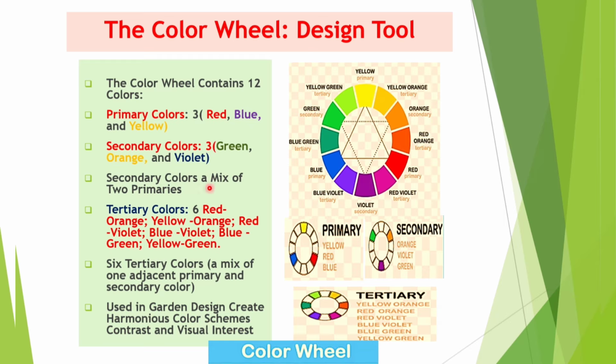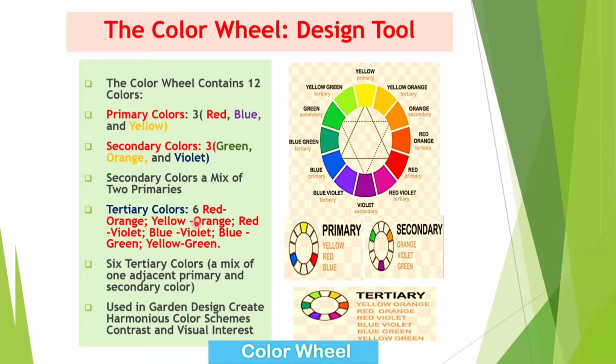Secondary colors are a mix of two primaries, between the two. Then there are the tertiary colors. There are 6 tertiary colors. Here, this is a primary color, and then you have the secondary color, orange. Between them there is red orange, which is a tertiary color. Or you have a primary color yellow, and between yellow and the secondary orange, you have yellow orange. Similarly, between yellow and green there will be yellow green. These are considered the tertiary colors.